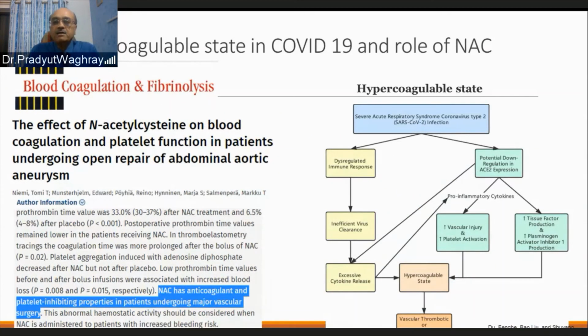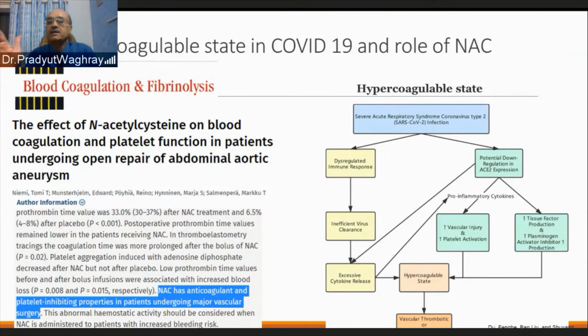This chart tells us about the hypercoagulable state persisting in COVID-19 and the role of NAC in these patients. This is very important because most of the complications that we see are due to these changes in the coronavirus. If you see the SARS-CoV-2 virus infection, it causes two things. It causes a dysregulated immune response or a hyperimmune response, resulting in inefficient clearance of the virus and releasing of various pro-inflammatory cytokines, what is called excessive cytokine release, creating a cytokine storm.